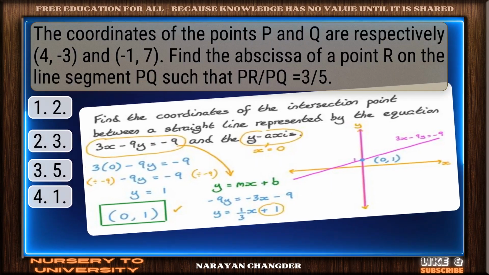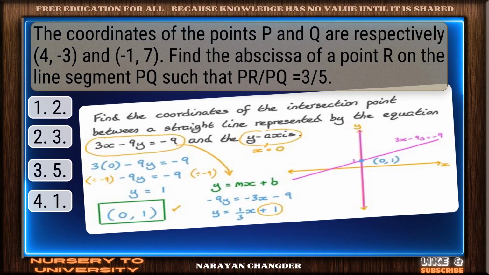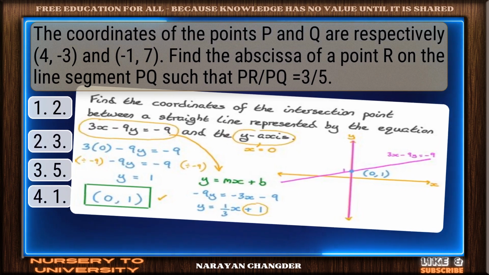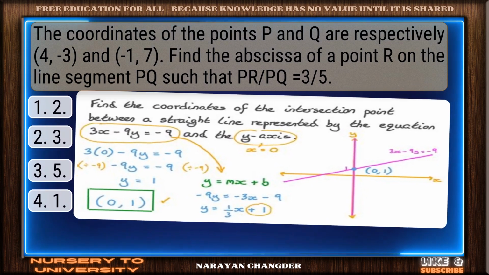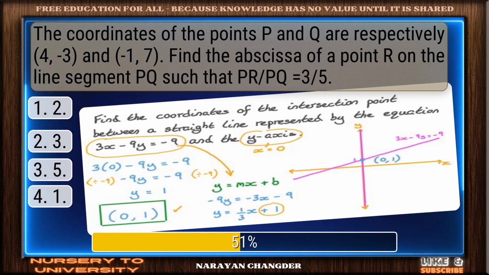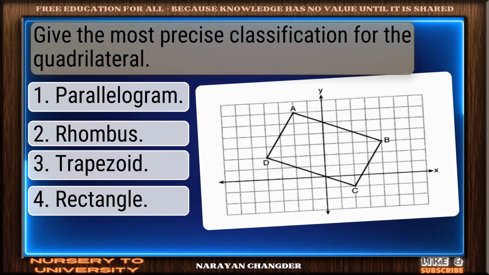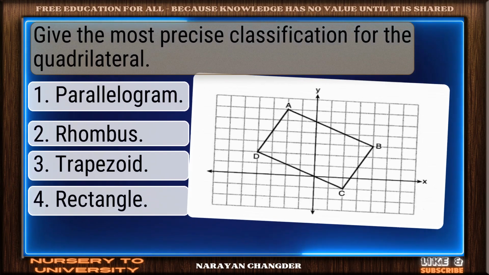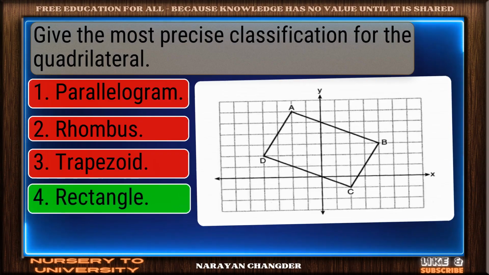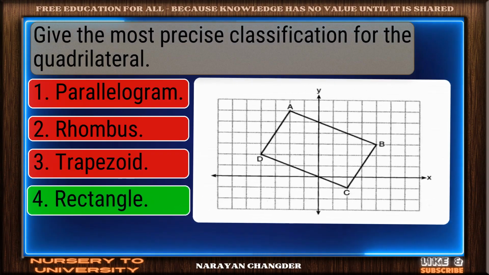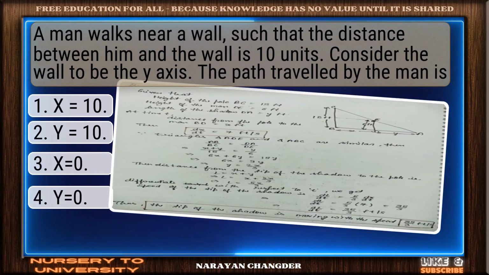The coordinates of the points P and Q are respectively and. Find the abscissa of a point R on the line segment PQ such that PR:PQ equal to 3:5. Bravo, 1 is the answer. Give the most precise classification for the quadrilateral. You chose rectangle. Correct.